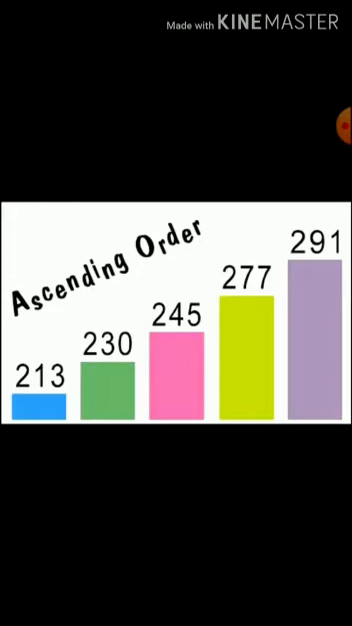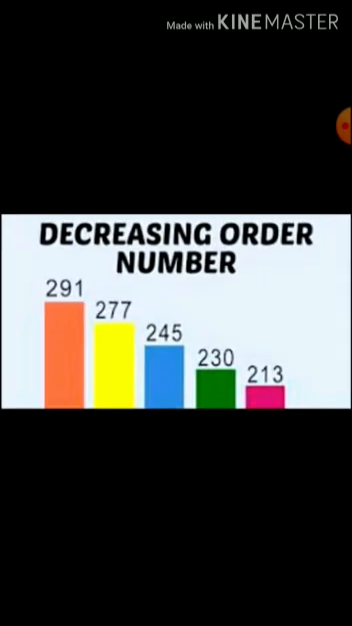Okay, 213, the next number is 230. The next higher number is 245. The next higher number is 277. The next number is 291. So they are in the increasing order. So when you are writing numbers in ascending order, you are going to write from the small number to the big number. Okay children?